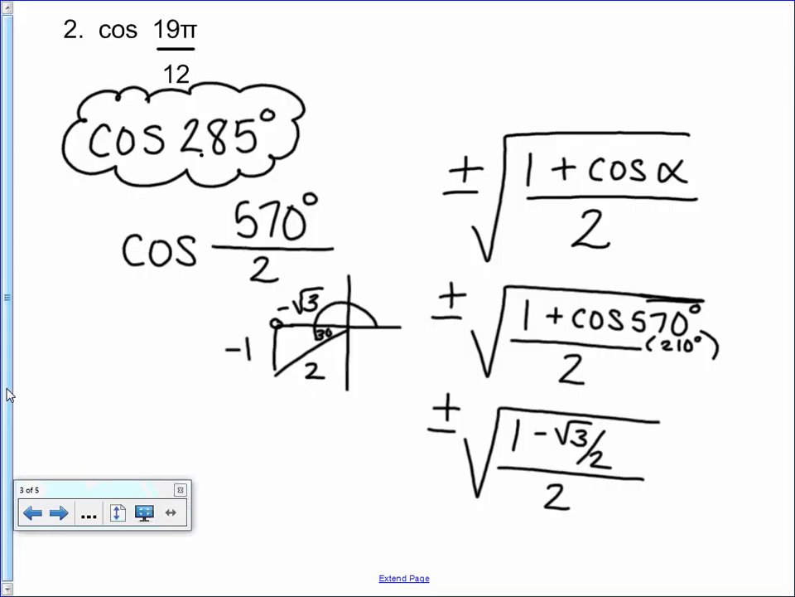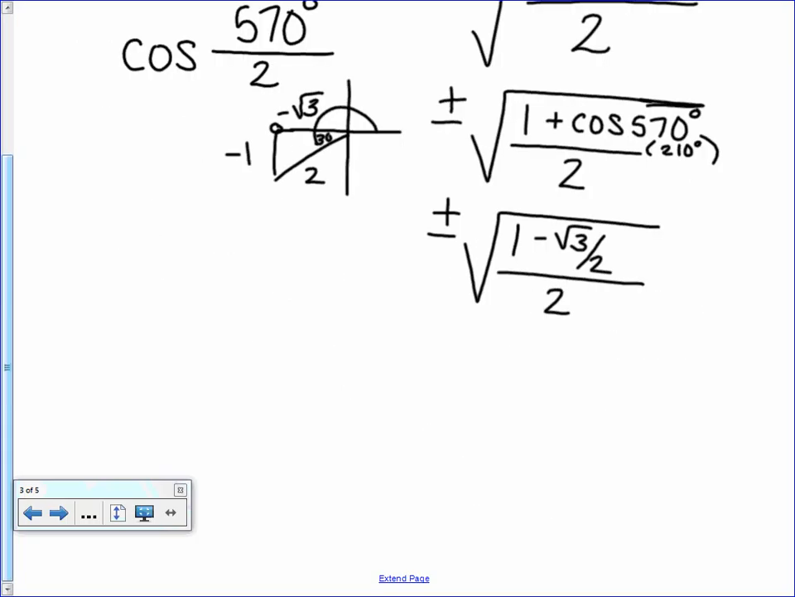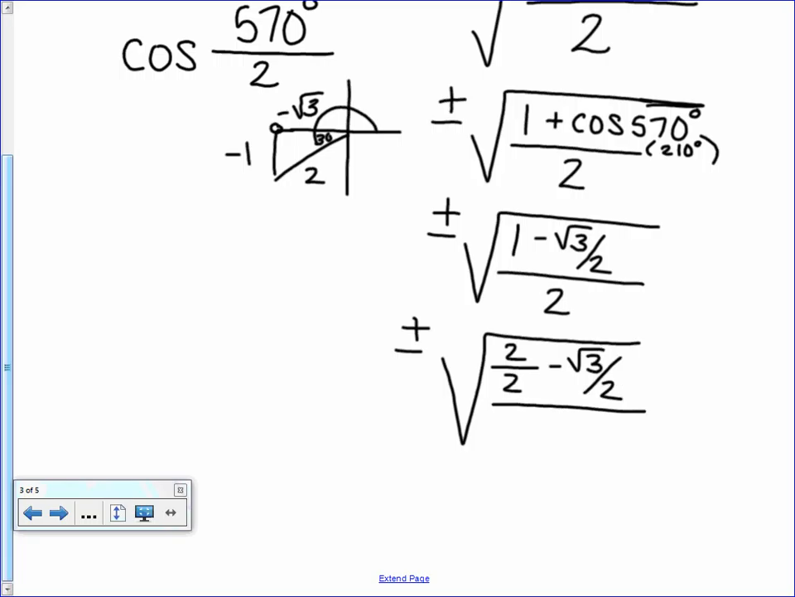Again, what did I do? I just found the cosine of 210. I drew myself a picture, found out that it's negative. That's why plus or minus the square root. Change this to 2 over 2 minus the square root of 3 over 2, all over 2.